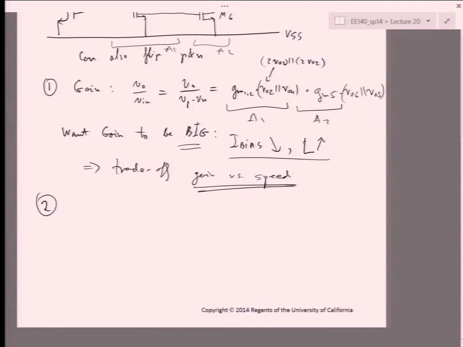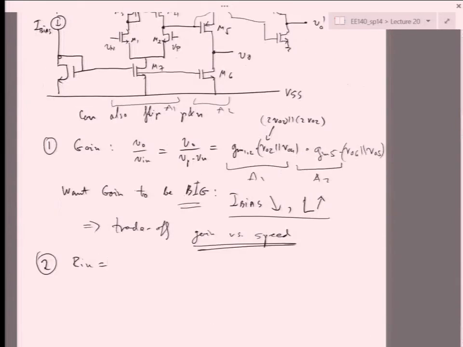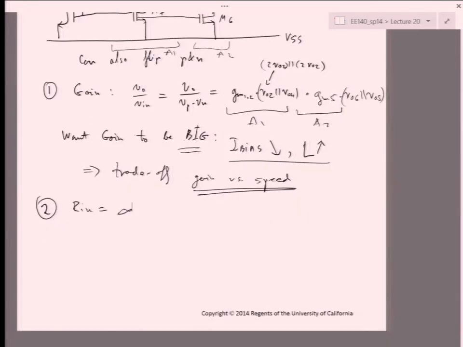Okay, so some other properties. What is the Rin of this device? Input resistance. Yeah, so we'll say infinity. Yes, there's some gate leakage in modern processes that would cause it to not be ideal. But as a first approximation, it's near ideal. R out, we already covered that, right? That was this piece over here.